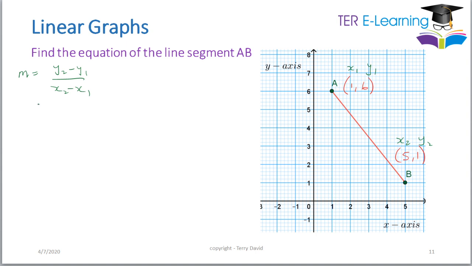So all I'm doing is substituting my values. y2 will be 1 minus 6, divided by 5 minus 1. 1 minus 6 is minus 5, and 5 minus 1 is 4. So my gradient is minus 5 over 4. That is great. So I want you all to work out the equation of the line for me. I'll give you 2 minutes for that.